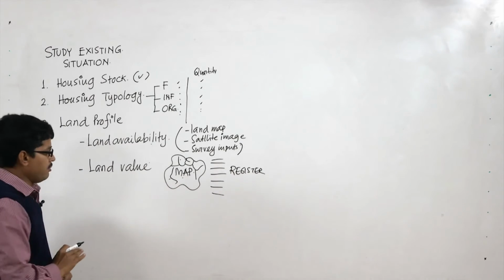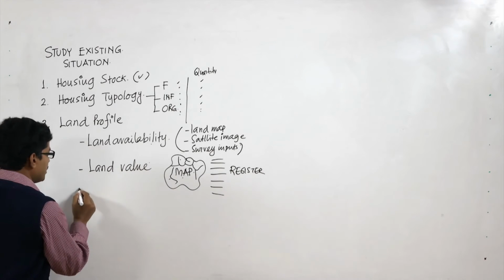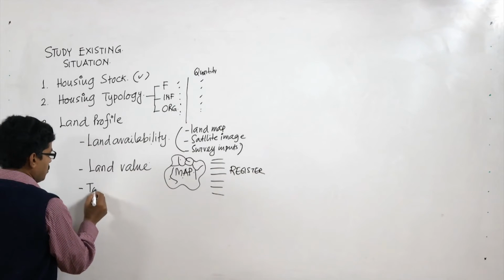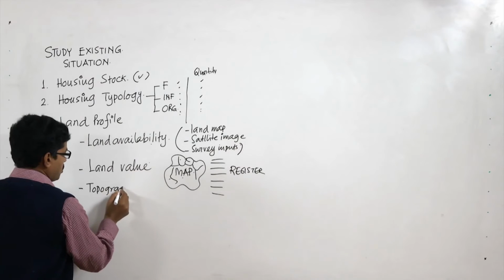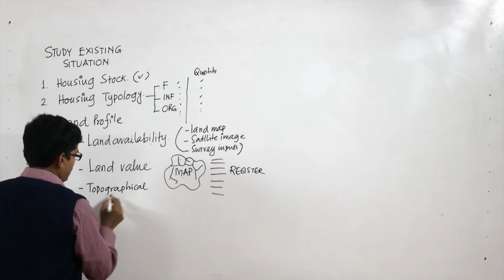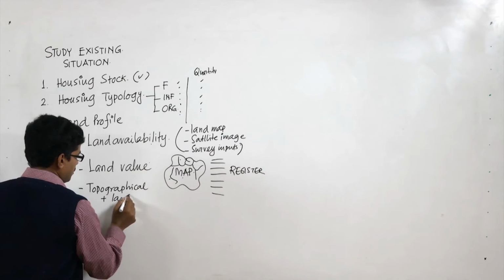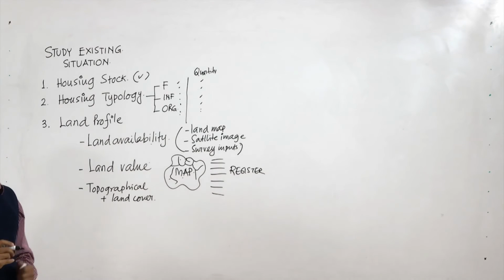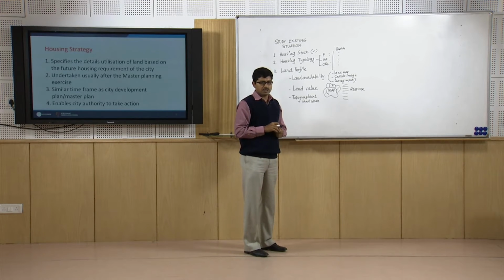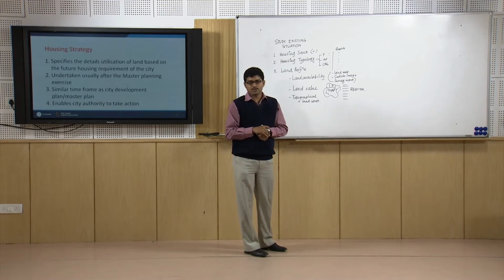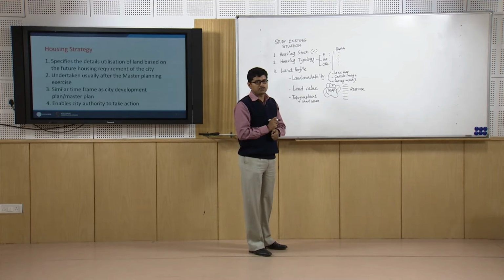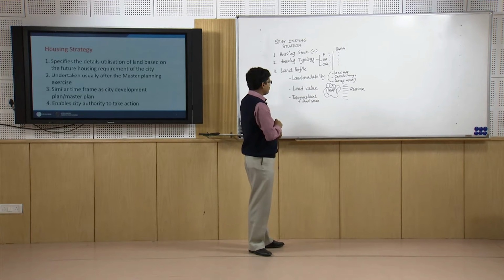These two figures are important to make a land profile. Apart from the land availability and land value, there could be other parameters like physical profile, topographical profile, that you can also take into account. Topographical plus land cover. For example, you might find that some part of the city area is covered by forest area. So, even if it is owned by the government authority, it may not be utilized for future development, because it is a protected land or reserved land. So, those kinds of information should be taken into our exercise as land profile data.